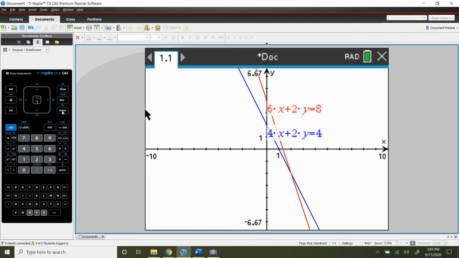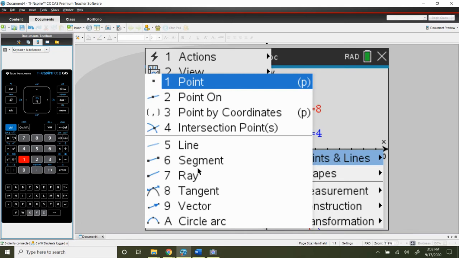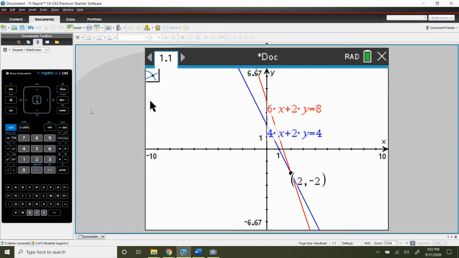Now you can go to menu, geometry, number 8. Then number 1 for points and lines. You can do intersection points. Remember, up here it tells you what to do if you forget. You click on one line, click on the other line, and it gives you that ordered pair (2, -2). If there were no solutions, you would see 2 parallel lines that don't intersect. And if they were the same line, you'd just see the same line on top of each other.